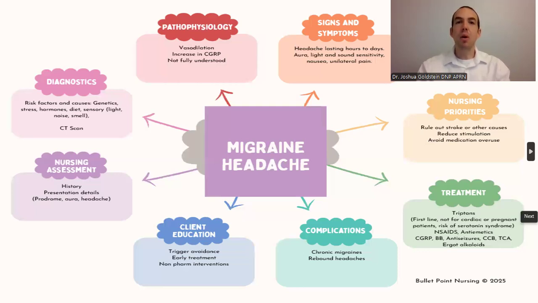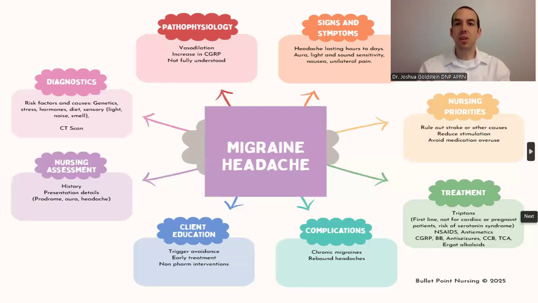You also want to ask them about a prodrome. Prodrome is one of the parts of the presentation of a patient that has chronic migraines, and that's where they have symptoms that actually start hours or days in advance before the migraine. So you want to ask them about that. You want to ask about aura. We already said that's right before the migraine starts, where they feel it coming on, and you want to ask them about the headache itself.